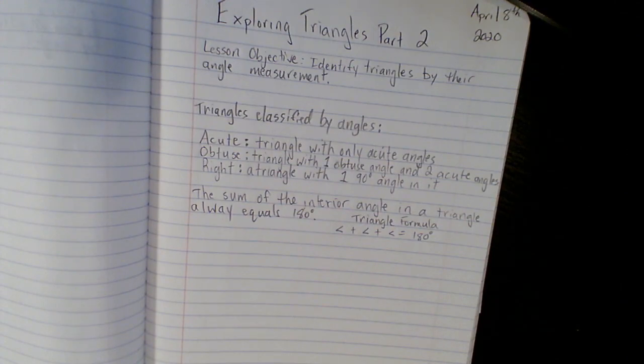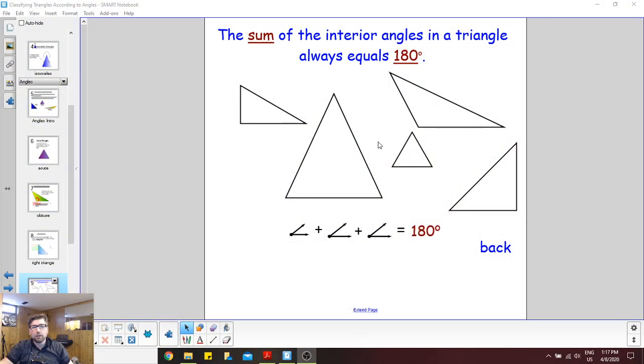The sum of the interior angles in a triangle always equals 180 degrees. So if you think about that bike that you first started to learn to ride, that was called a tricycle. And if you think about a tricycle, how many wheels does it have? Well, a tricycle has 3 wheels. A triangle has 3 angles.